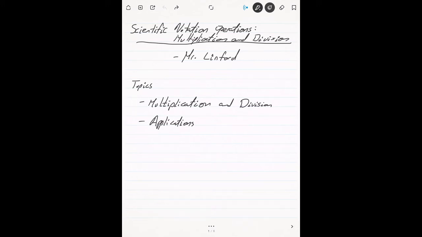In this discussion, we're going to be continuing our talk about the application of scientific notation, but this time talking about how to perform algebraic operations on numbers written in scientific notation. In particular, we're going to discuss how to perform multiplication and division on these numbers. And we're also going to get into some applications about how we can use these operations.